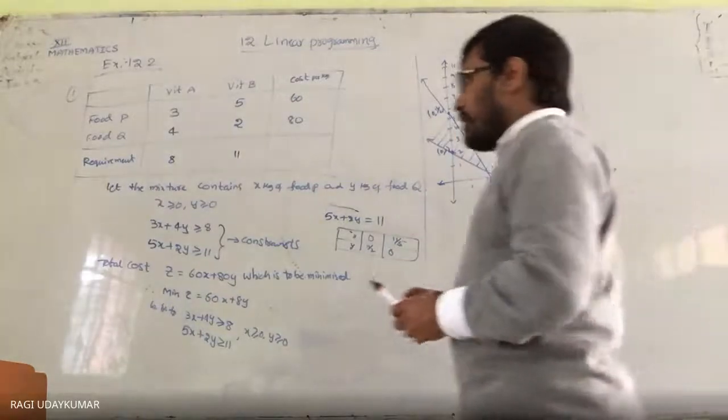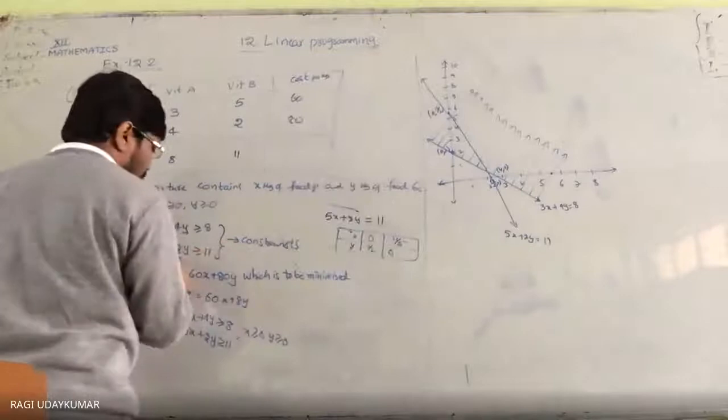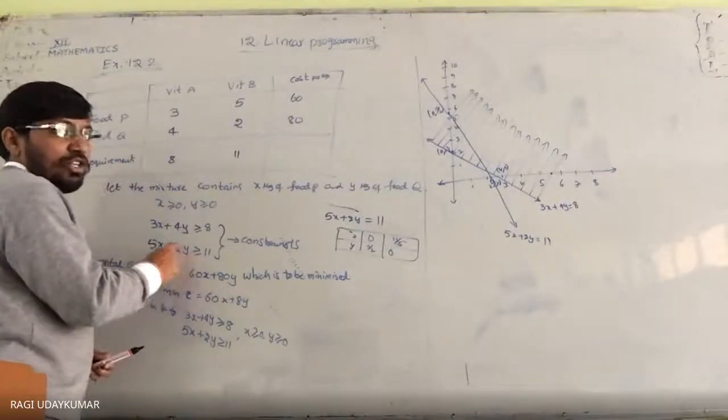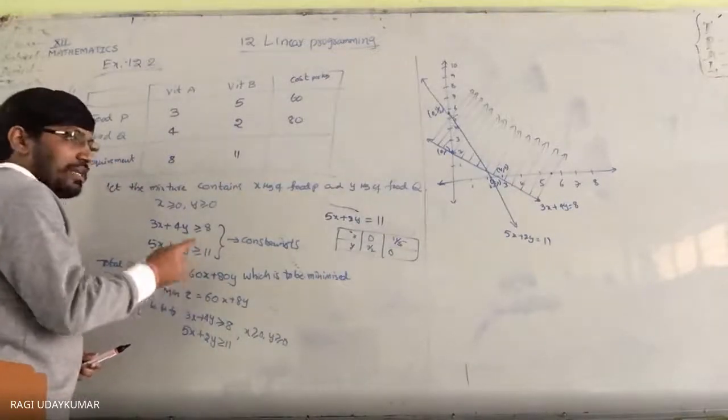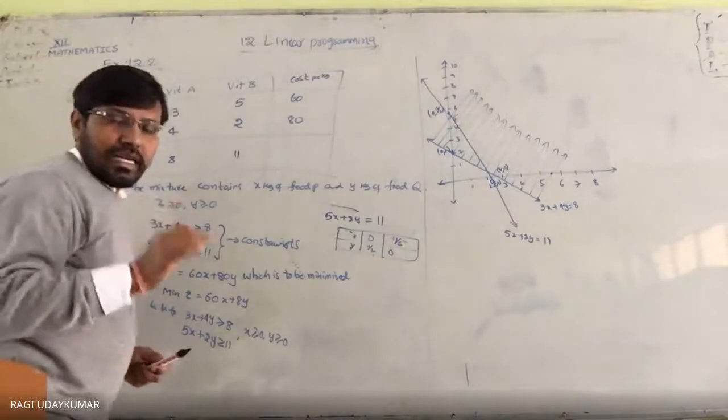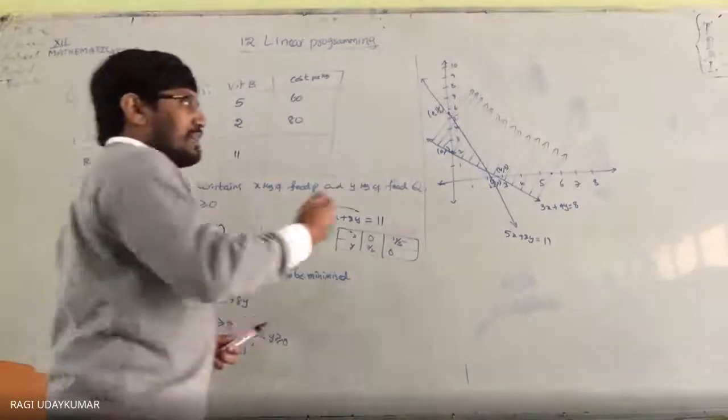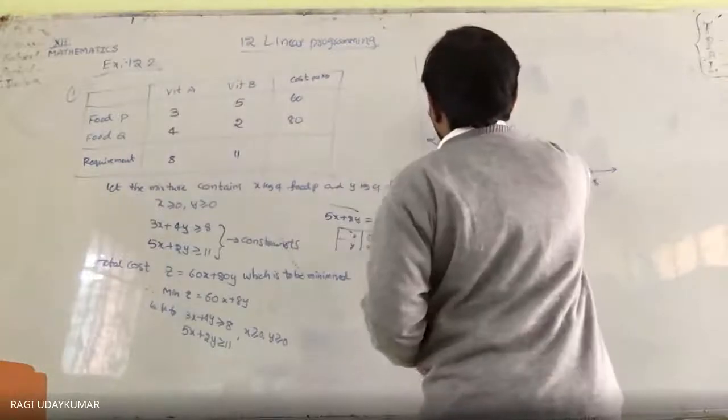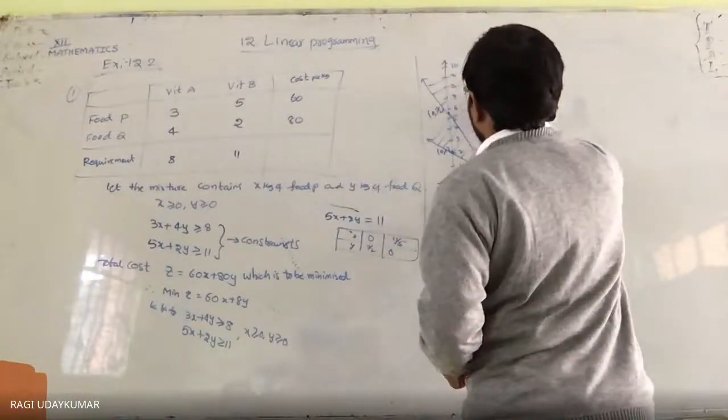So then what do you write here? That point, if you substitute 0 comma 0, greater than 11, it is false. So that is nothing but you need to shade this direction.